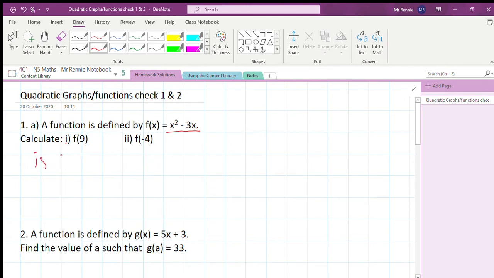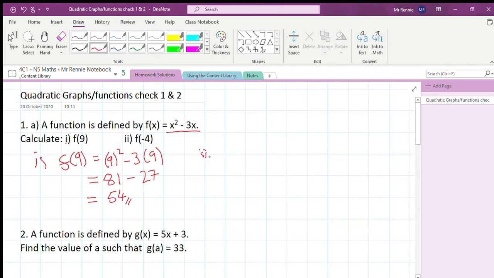Then we're going to get f of 9, which is going to be 9 squared, minus 3 lots of 9. So I've just swapped my x's for 9's. 9 squared gives me 81. 3 lots of 9 is minus 27, because it was negative 3 times 9, which is negative 27. 81 take away 27 is 54. So I get my first answer to be 54 there.